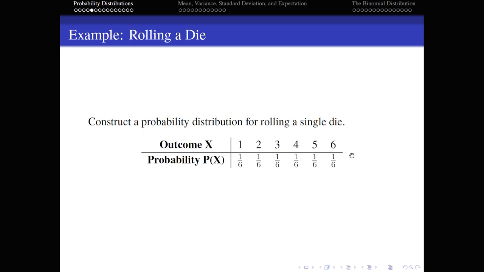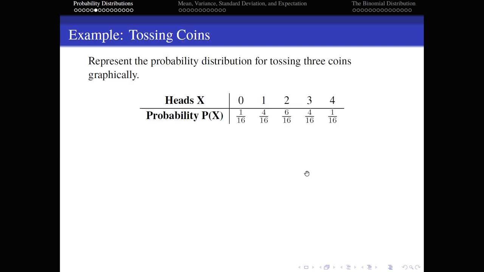If you're rolling a die, the probability that you get a 4 on a die is 1 out of 6. So this is a really simple, straightforward discrete probability distribution. Discrete because there's a finite number of X values. We can write them all out. And it's a probability distribution because we have the probabilities of all those X values.